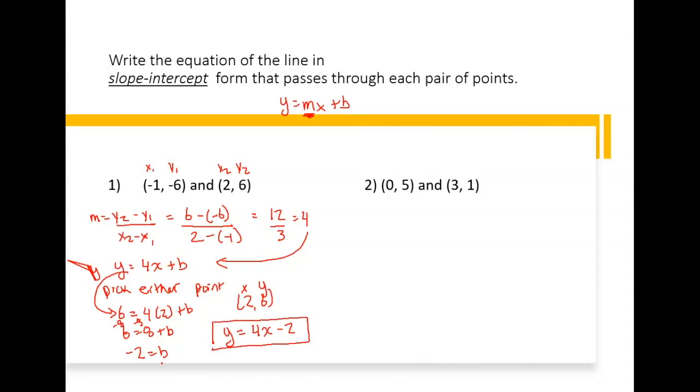I calculated my slope to be 4 and my b to be -2. This is my format, so I can just plug those in, and that gives me the equation of a line in slope-intercept form.